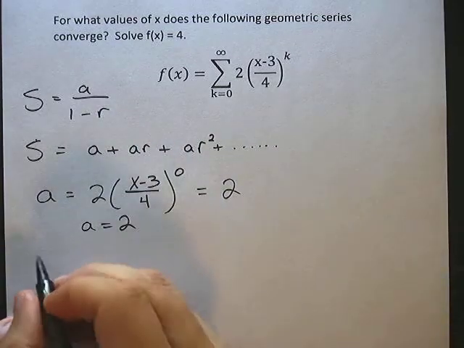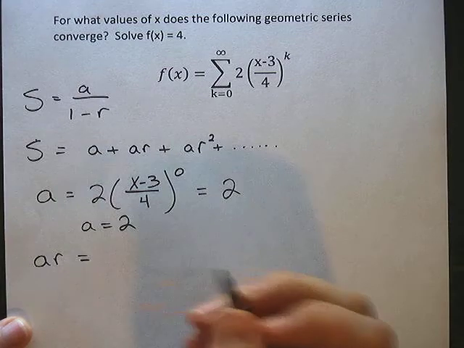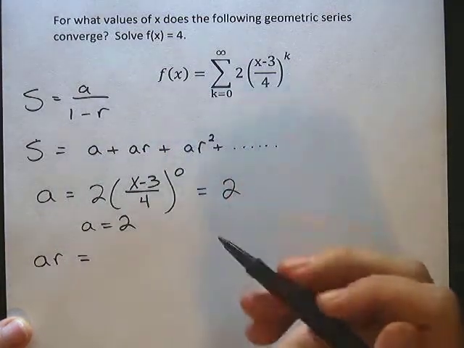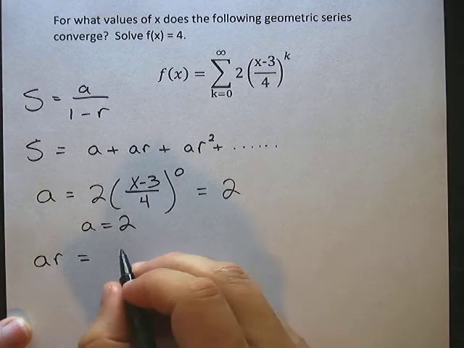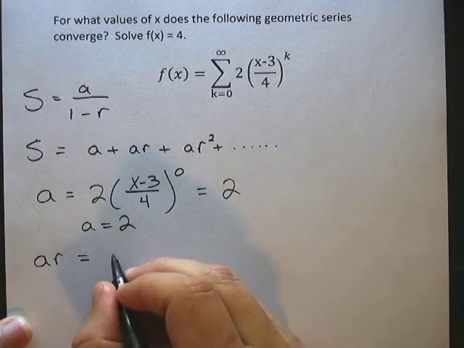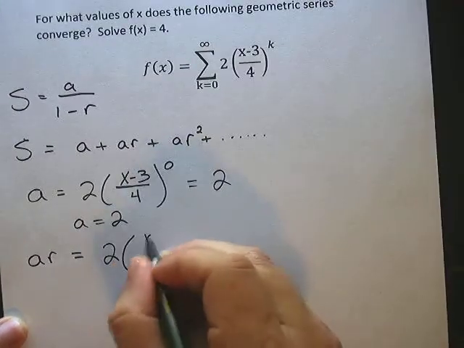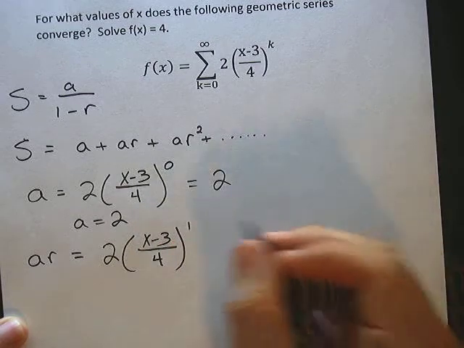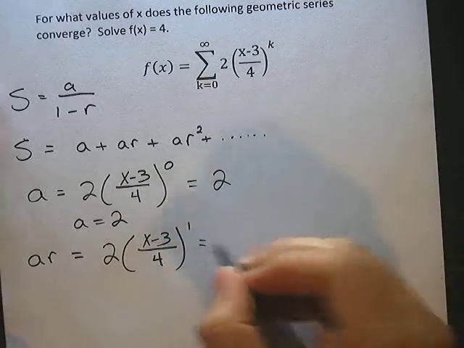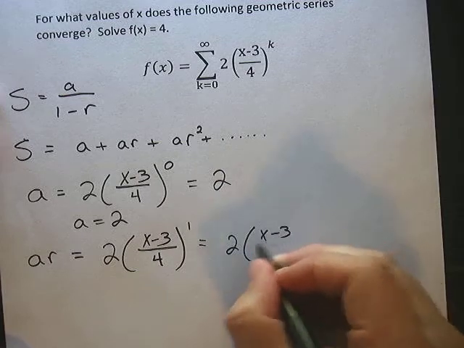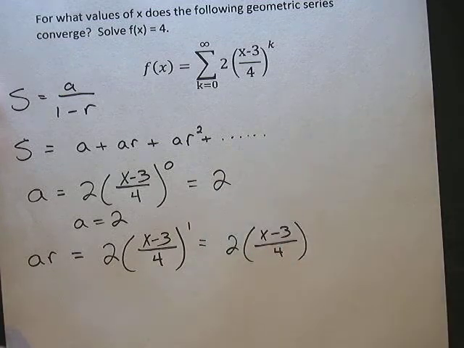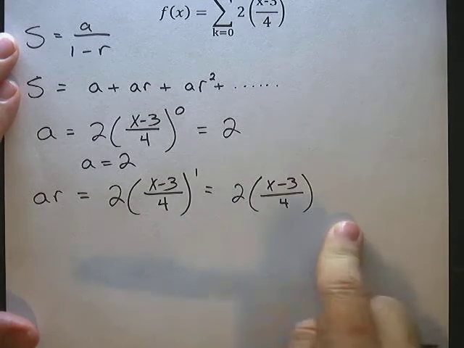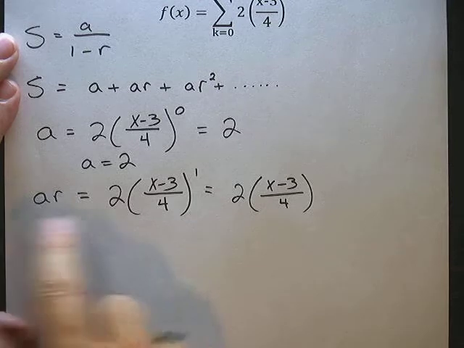Now let's figure out ar. ar would be the next term in the series. So if we plug in a 1 in place of the k, we'll get ar. That's going to be 2 times x minus 3 divided by 4 to the 1 power. We can clean that up a bit; we don't need the 1 power exponent. In order to figure out r, which is what we're trying to do, right now we have ar, but we need to figure out r.